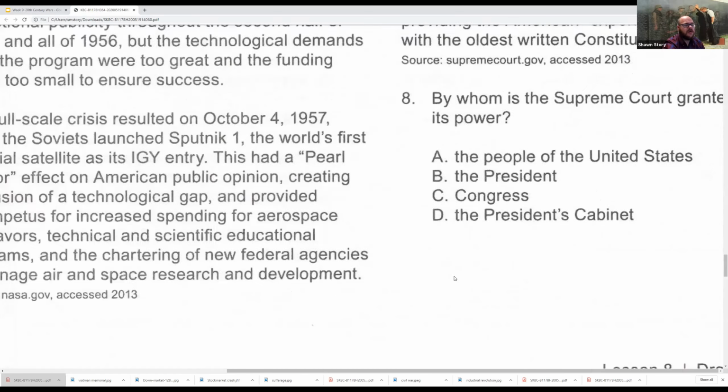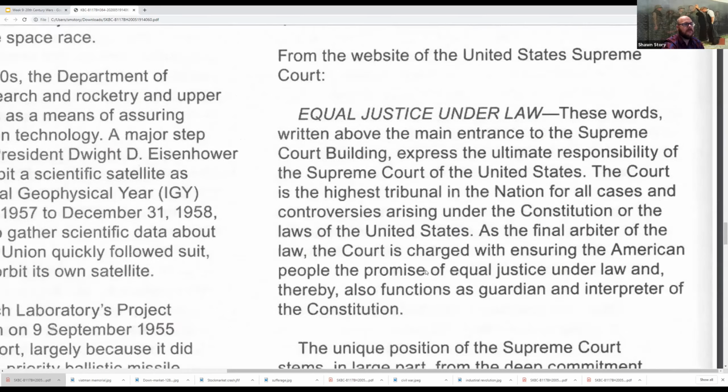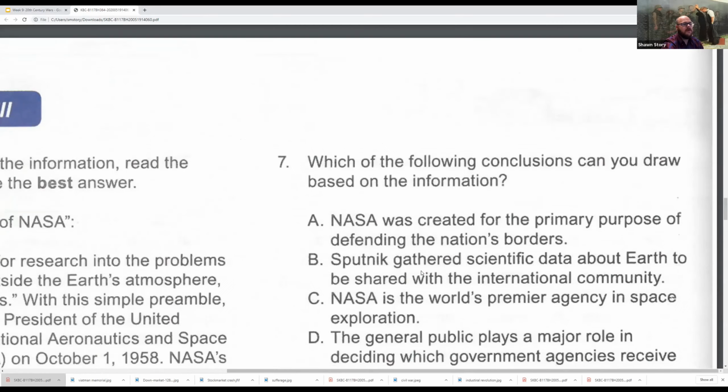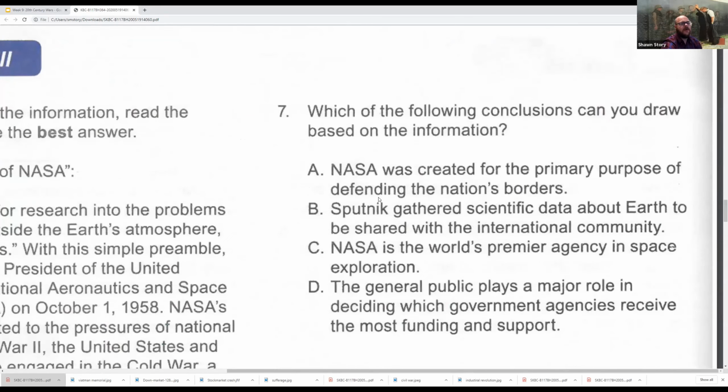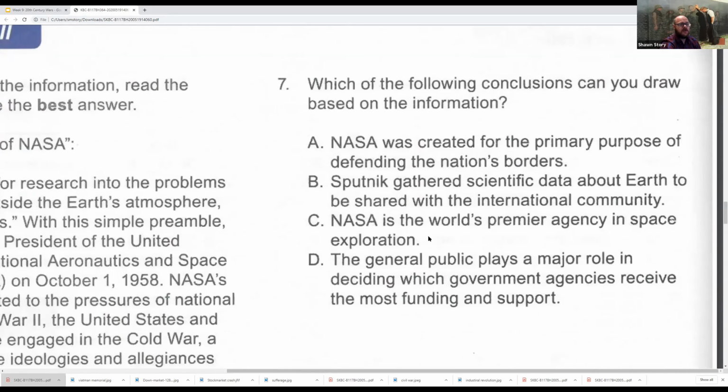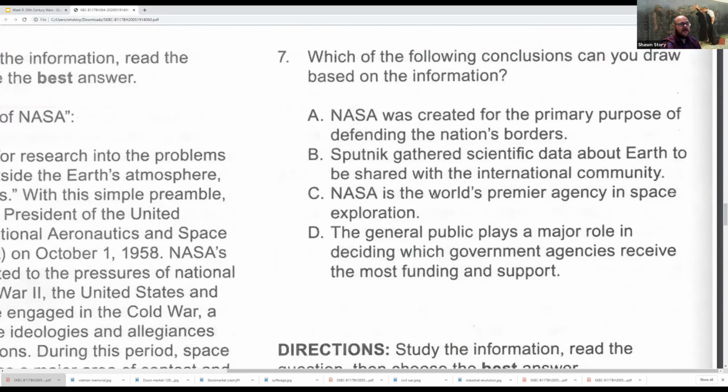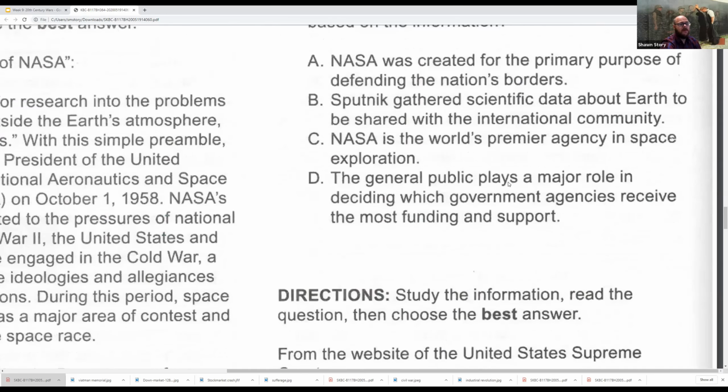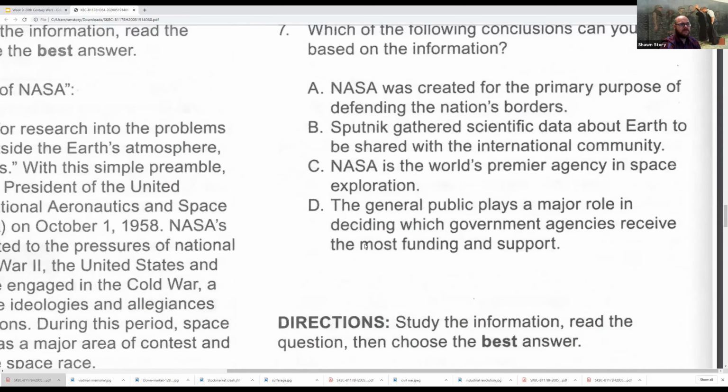All right, let's look at our questions. Number 7. Which of the following conclusions can you draw based on the information? A, NASA was created for the primary purpose of defending the nation's borders. B, Sputnik gathered scientific data about Earth to be shared with the international community. C, NASA is the world's premier agency in space exploration. D, the general public plays a major role in deciding which government agencies receive the most funding and support.